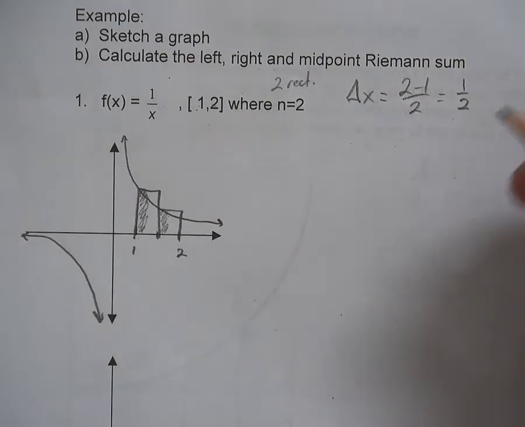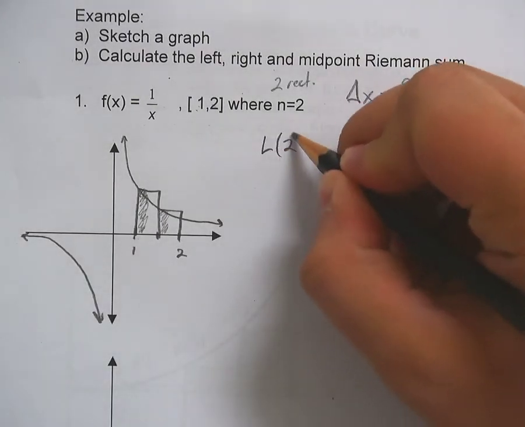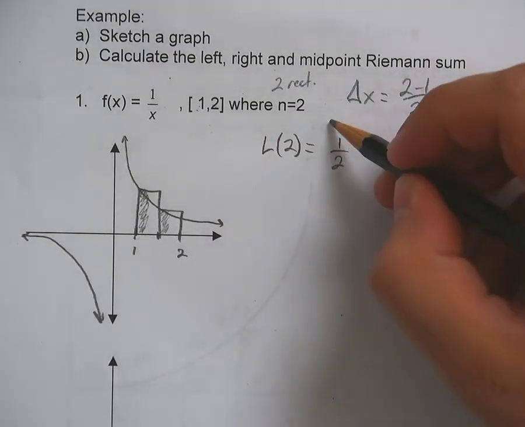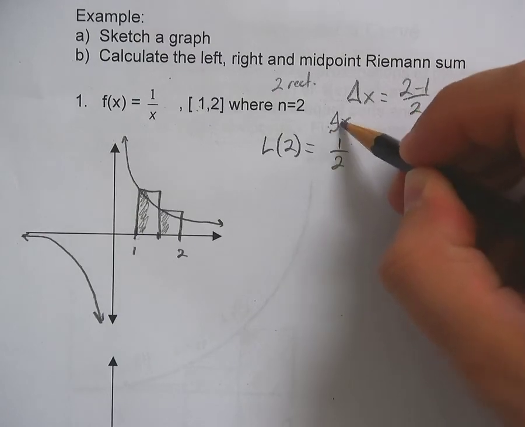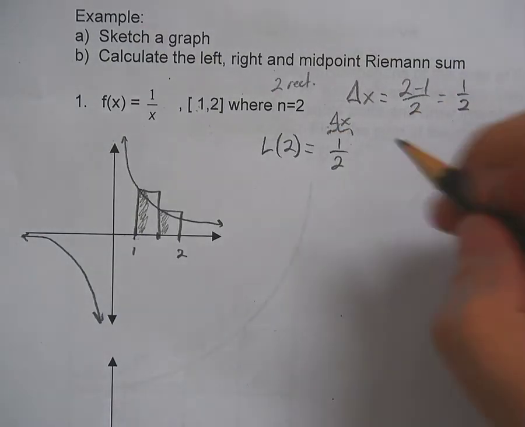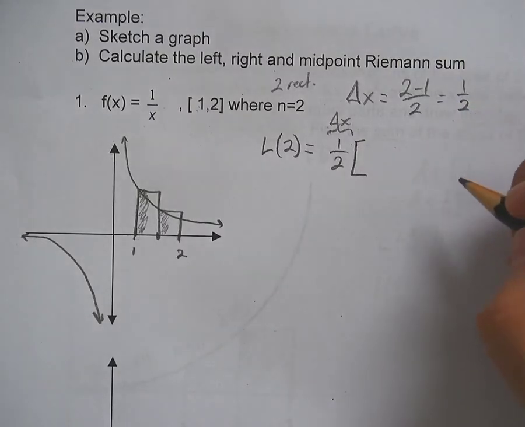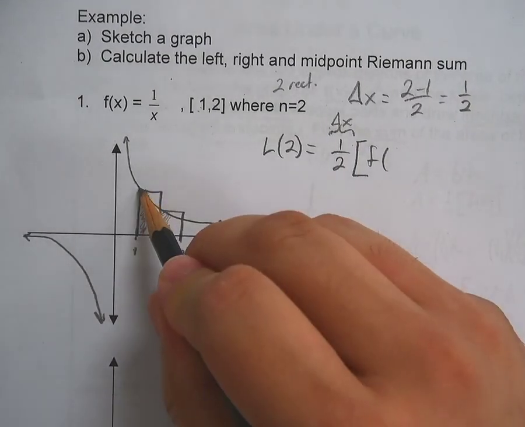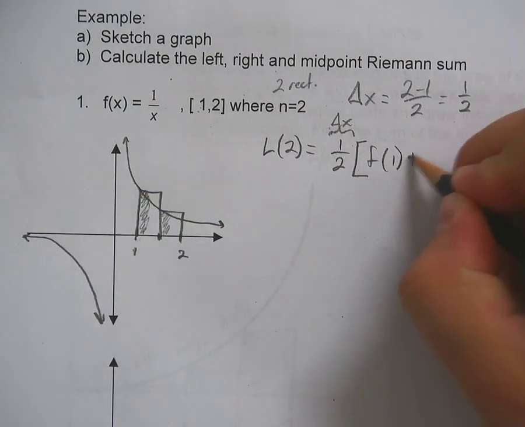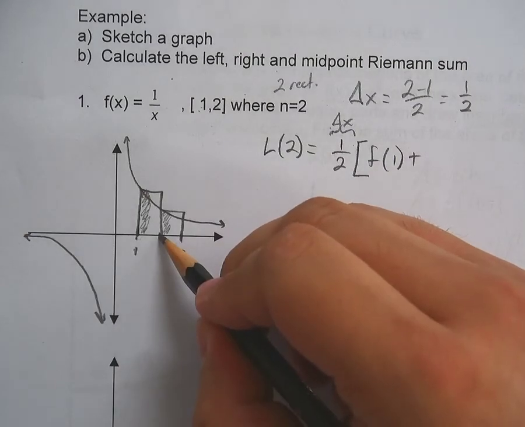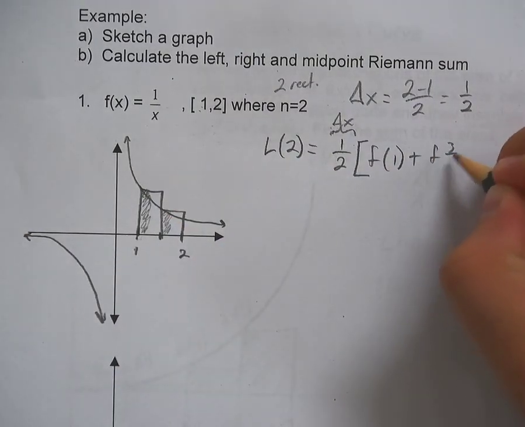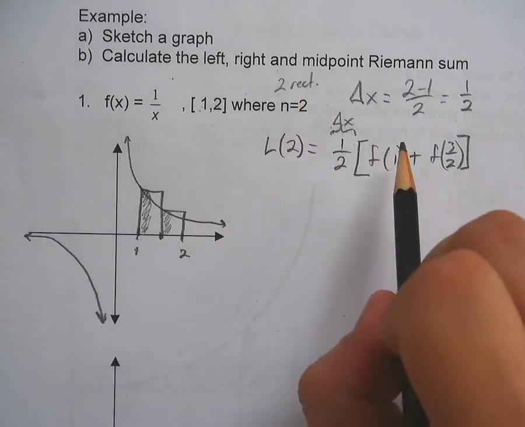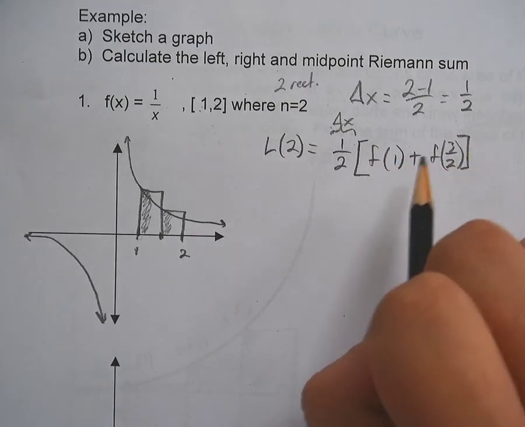Alright, so the left-hand sum, we're going to do a left-hand sum using 2 rectangles, is 1/2. This is your delta x right here. Times f of 1. I'm going to need f of 1 right here where it's touching the graph. Plus, looks like f of 3/2. Now, if you're only using 2 rectangles, then you only need 2 heights. Make sure that you keep that straight. Alright?